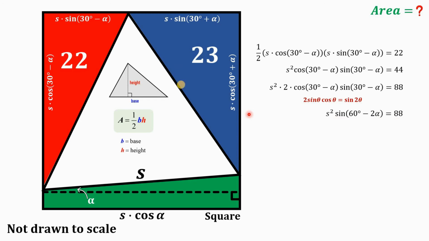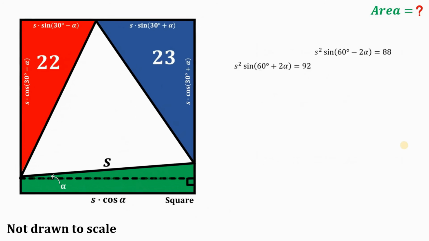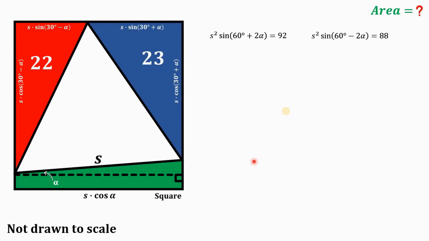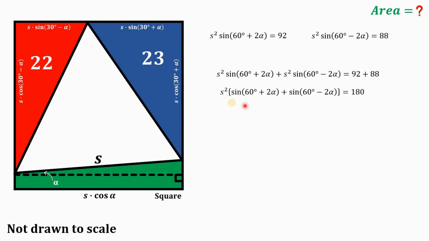Now, we will do the same thing to the area of this blue triangle. And if we simplify this, using again the double angle identity, we can say that s squared times sine of 60 degrees plus 2 alpha equals 92. Now, let's set aside these two results. At this point, what we're going to do is to add these two results. Because if we factor out s squared, we have s squared times sine of 60 degrees plus 2 alpha plus sine of 60 degrees minus 2 alpha equals 180.